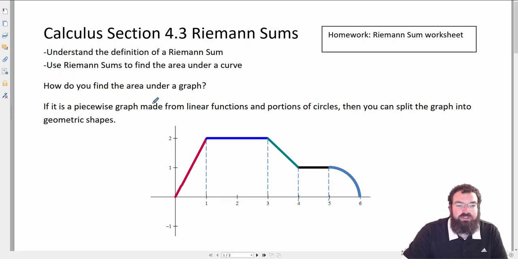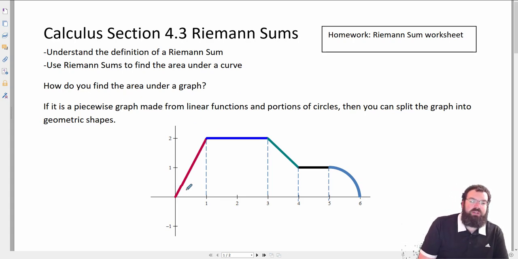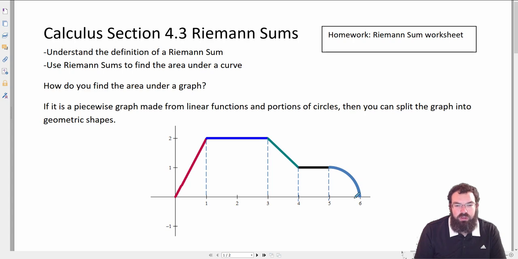Well, if it's a piecewise graph, meaning there's a piece here, a piece there, pieces all around, if it's linear or circular, I can find it using area formulas, right? Like base times height, or pi r squared, divided by however many pieces there are. So I can very easily find the area of this piecewise function here.